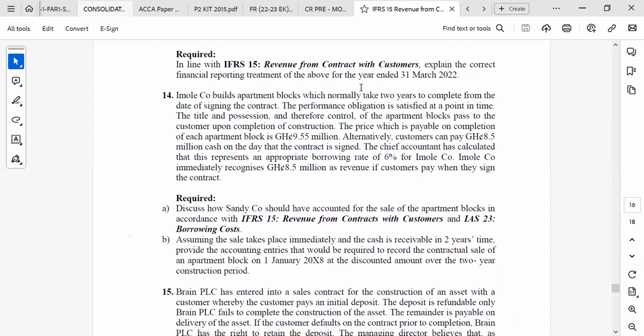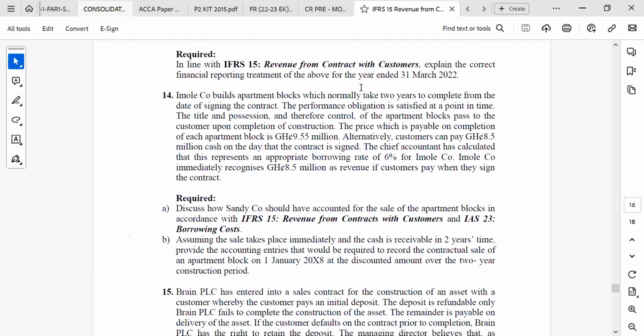How is the performance obligation satisfied? At a point in time. So it means that the company can only recognize revenue after 2 years, isn't it? Because the contract is going to be taking 2 years. So they have to finish the construction and hand over the building before they can recognize revenue. If they say at a point in time, it means that possession, title, and control will be passed to the person after the completion.